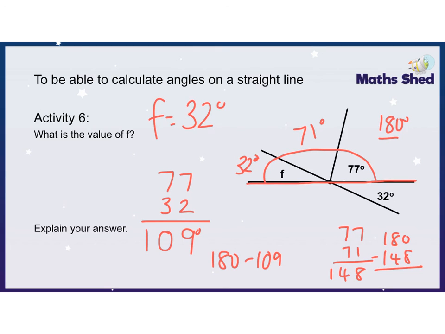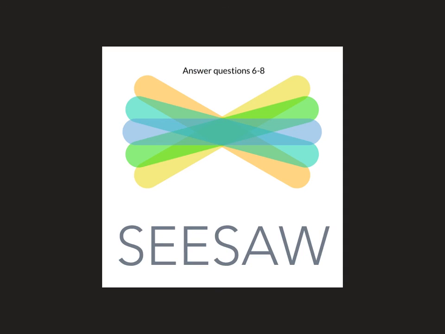So we've used our knowledge of angles on a straight line, we've looked for the straight lines, and we've been able to solve this problem. Okay, so try questions 6 to 8 on Seesaw.